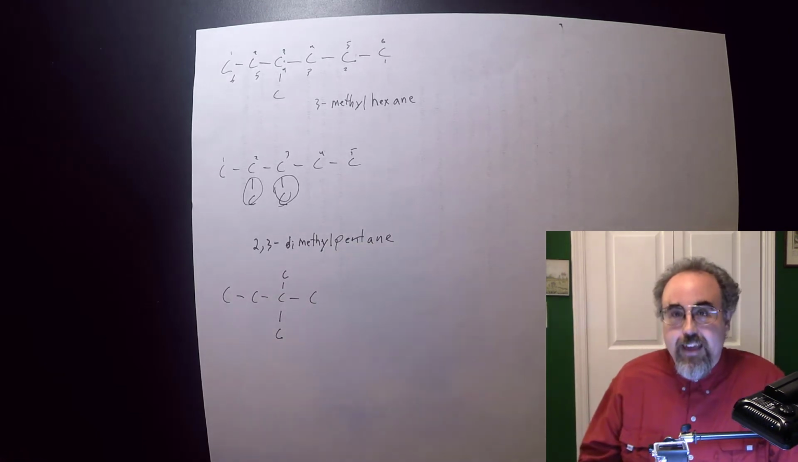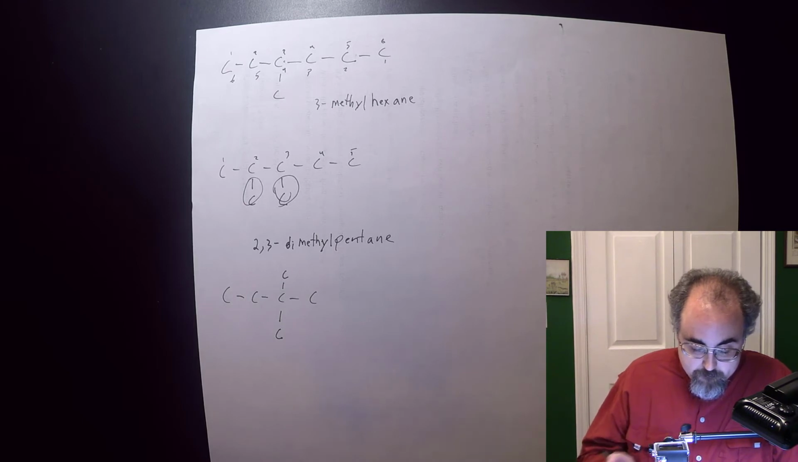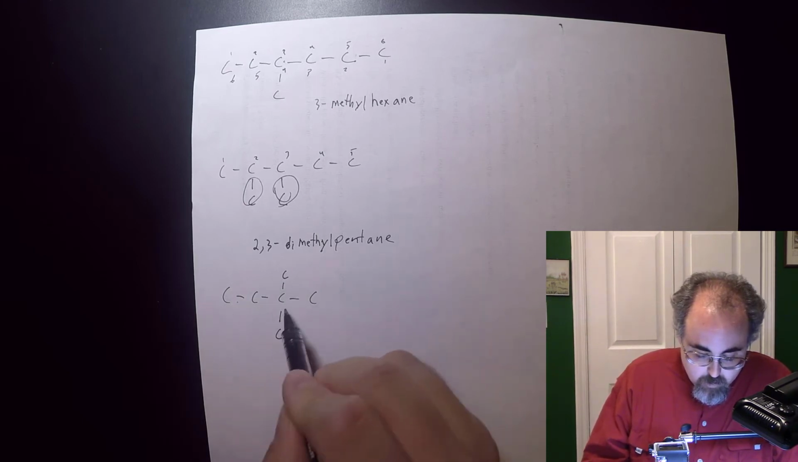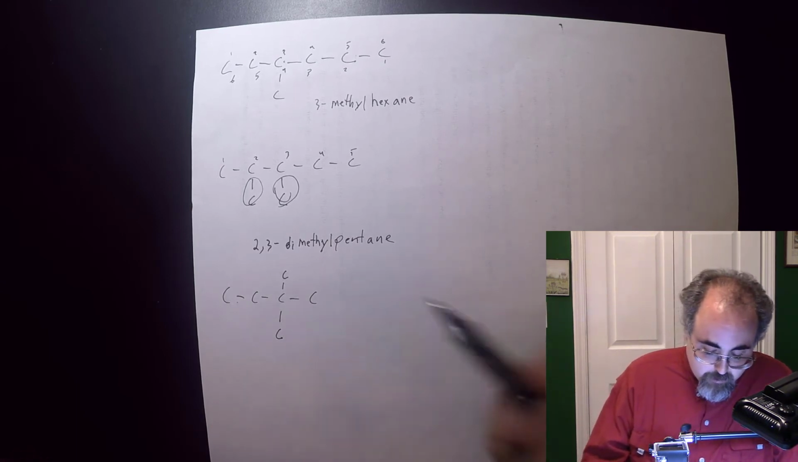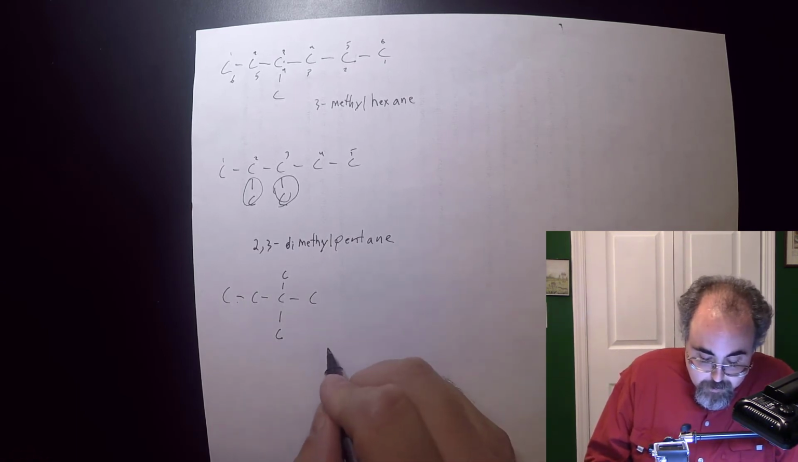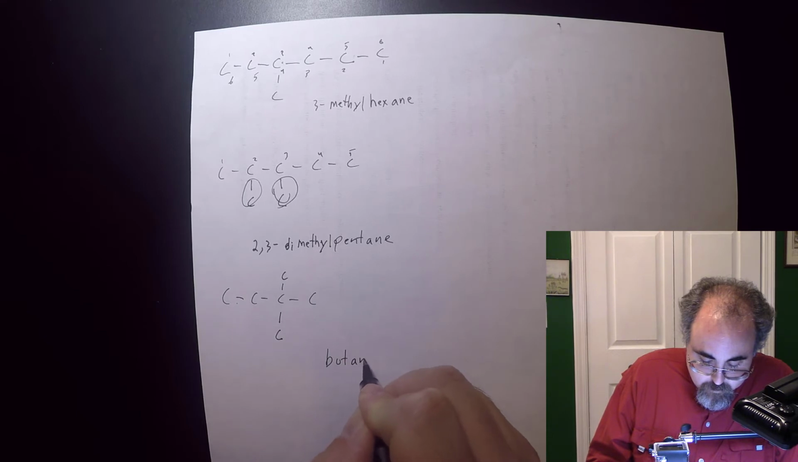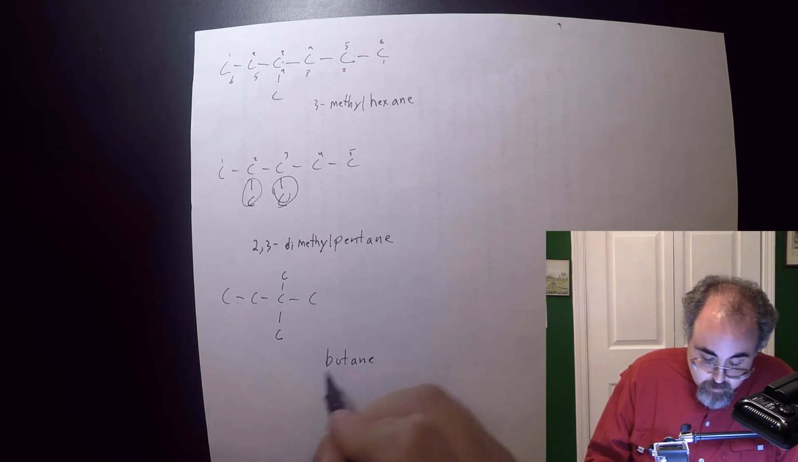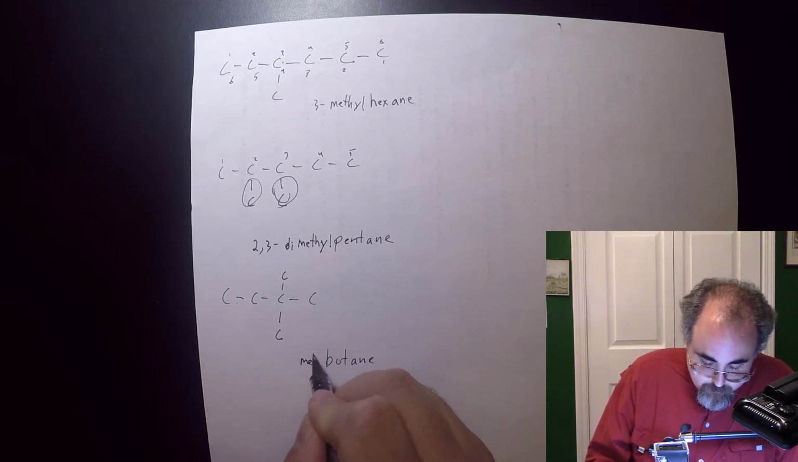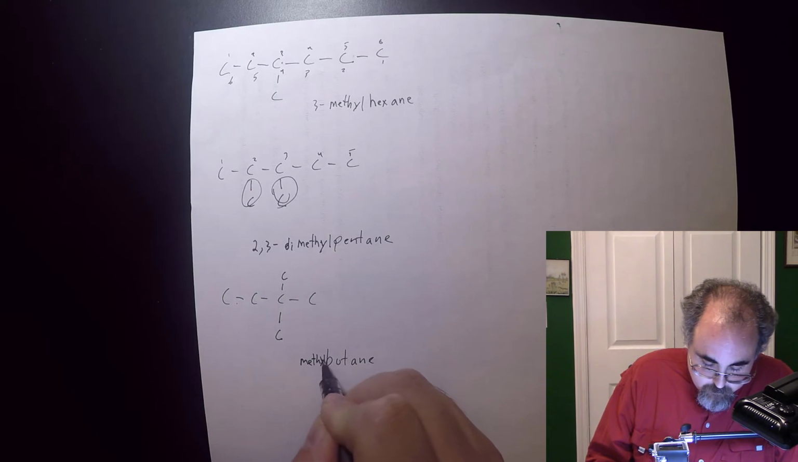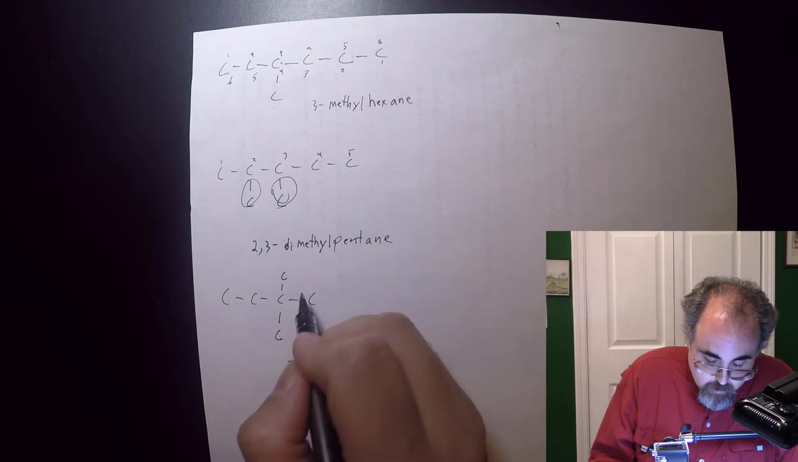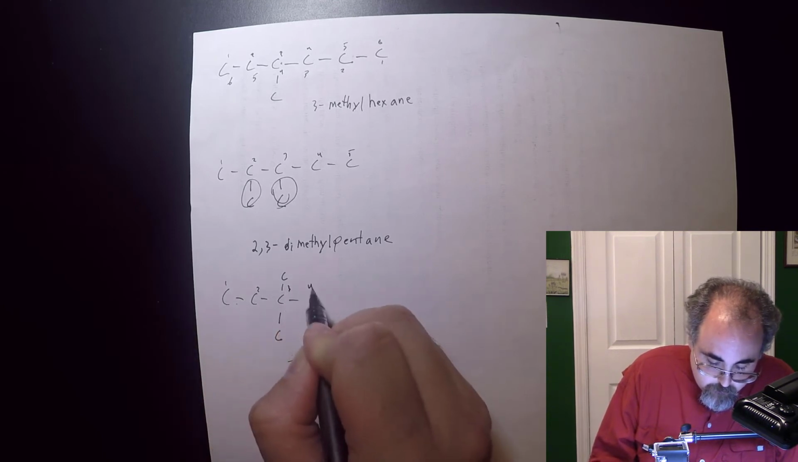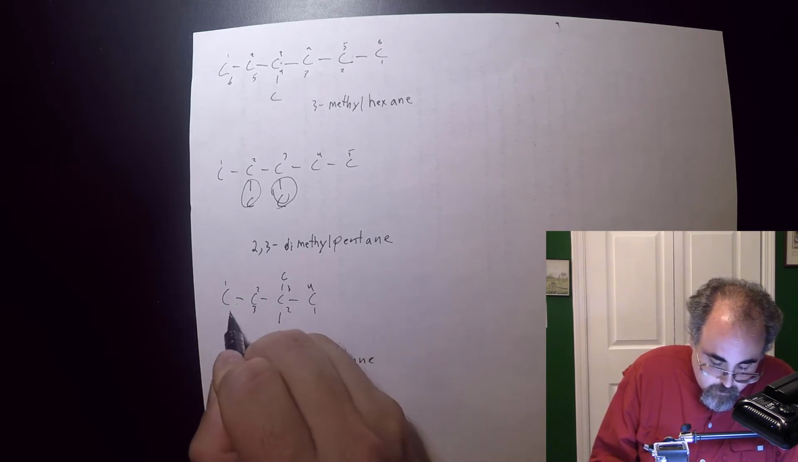Okay, so in this case, what do I have? 1, 2, 3, 4, 1, 2, 3, 4, 1, 2, 3, 4. Okay, I've got 4 going no matter where I go. Well, that's a 3. So this is going to be butane. It's going to be methyl. It's going to be di, and they're on the 1, 2, 3, 4.